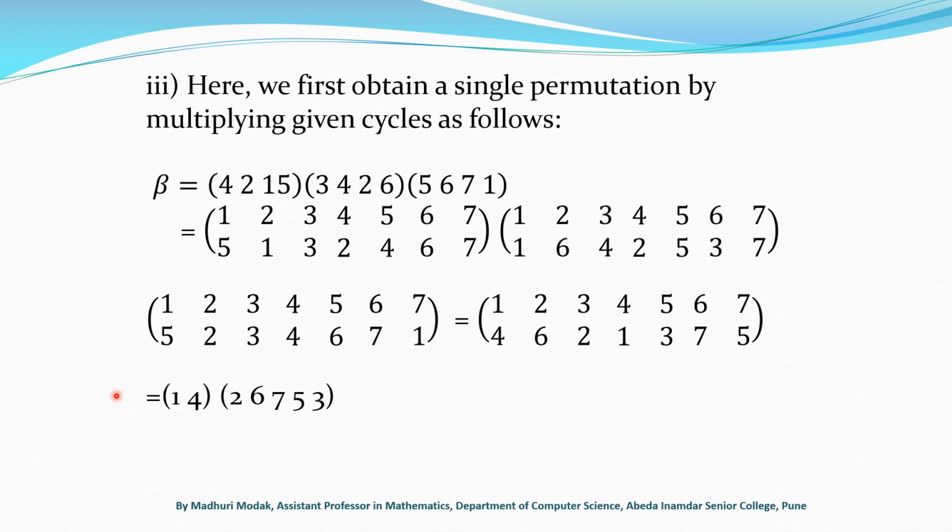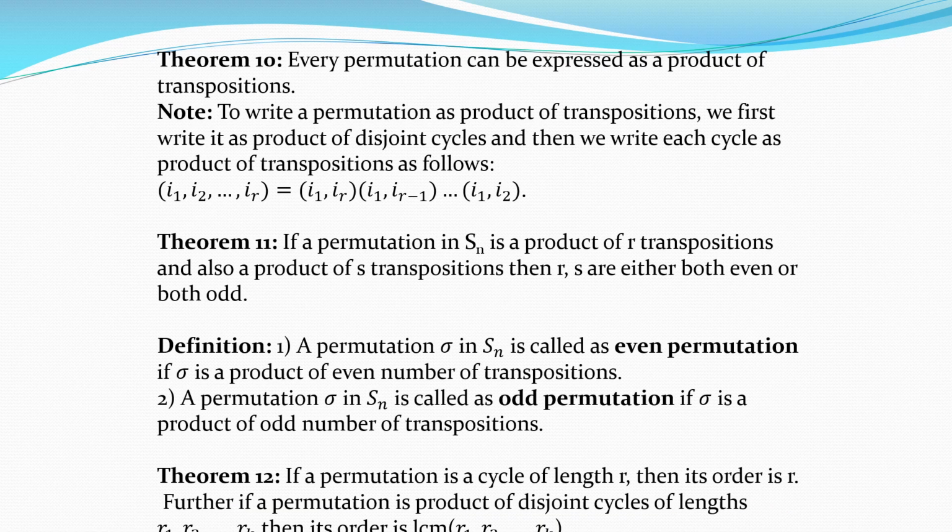Now if you observe these two cycles, no element is common. So we have expressed beta as a composition of disjoint cycles.